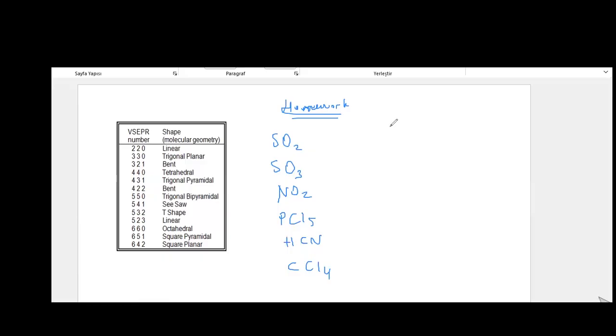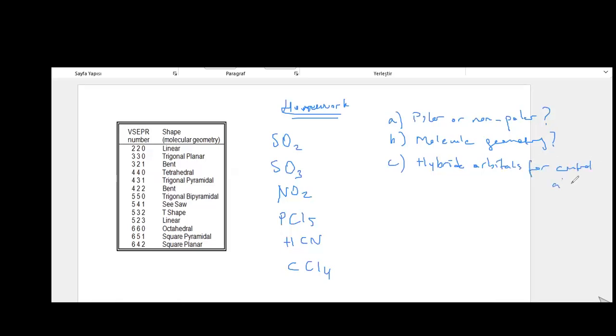Please show me for each molecule whether it is polar or nonpolar, the molecular geometry, the hybrid orbitals of the central atom, and finally find the bond angles.